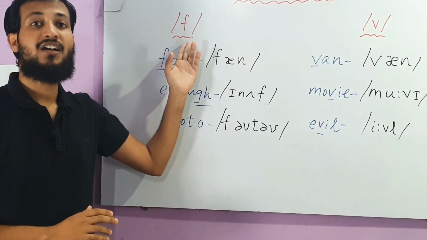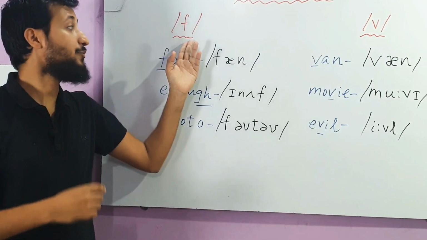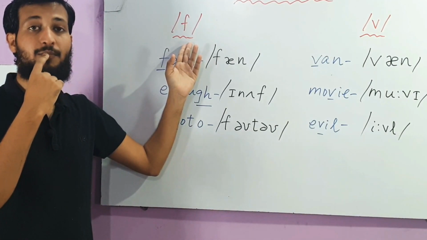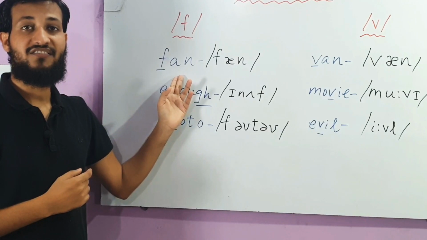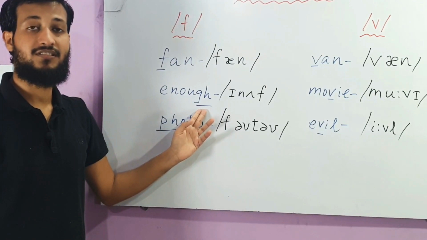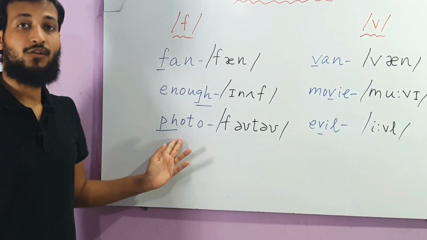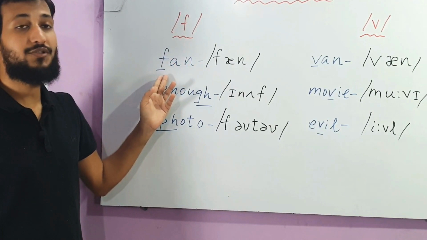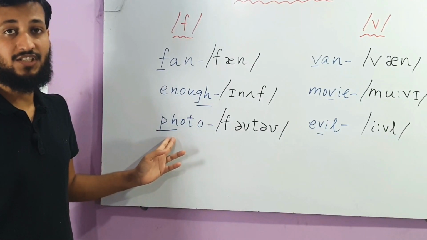So the next sound is f. You have to notice that when I pronounce this sound, I touch my lower lip with my upper teeth. Lower lip and upper teeth. F, as in fan, enough, photo. Here the sound is produced by the letter F, here by GH, and here by PH.